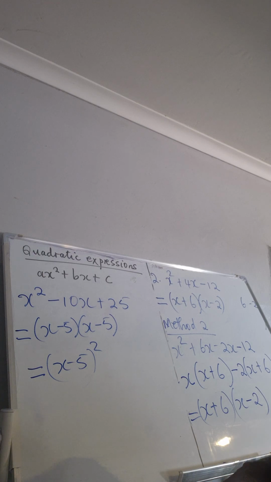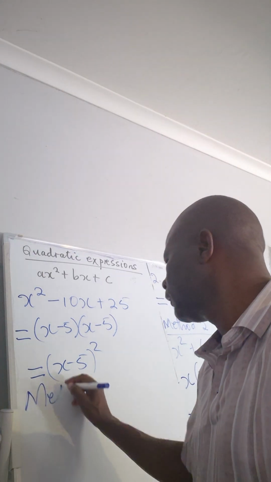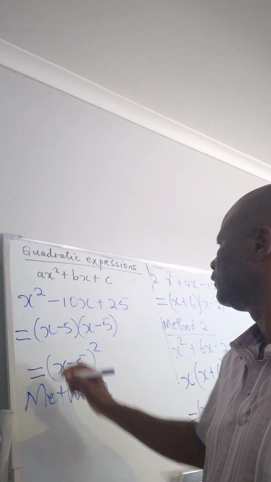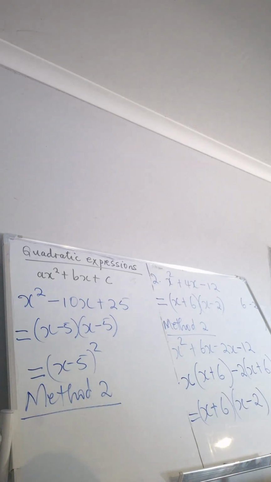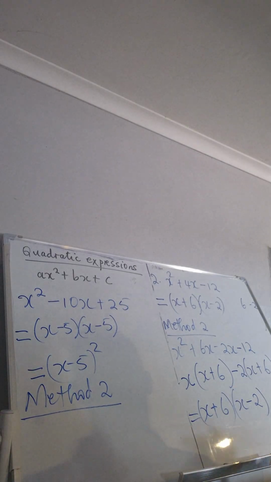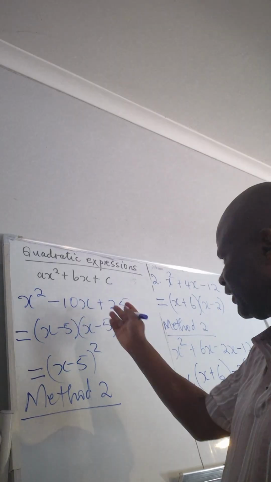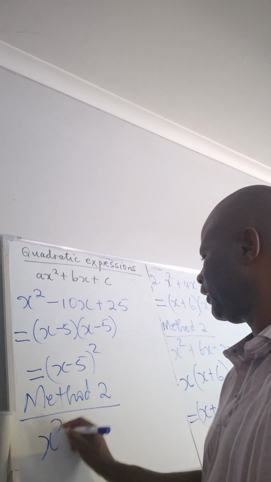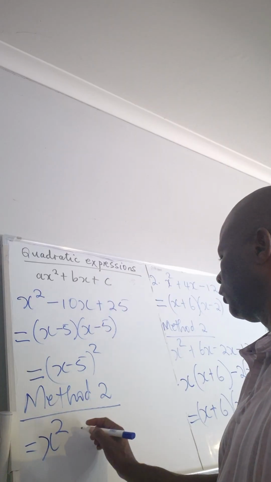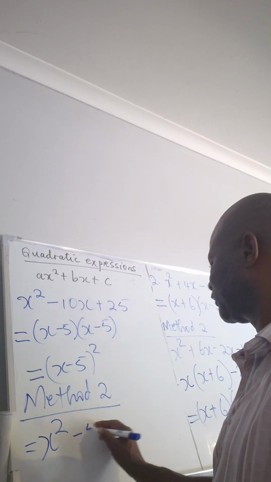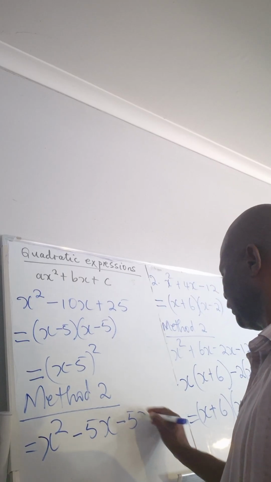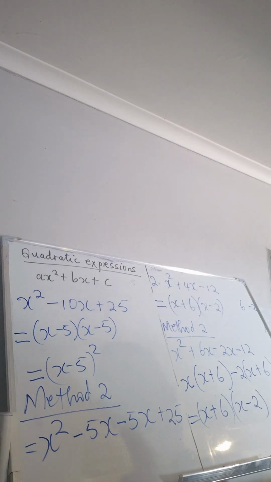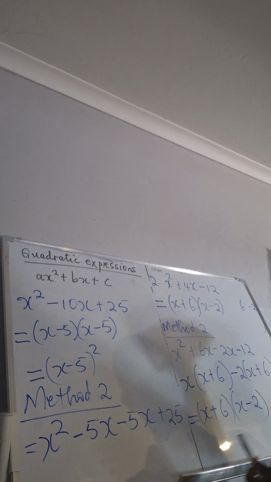Right, then method 2. Method 2, you break minus 10x into minus 5x minus 5x. So you are going to say x squared equal to x squared minus 5x minus 5x plus 25. All right. Then we continue.